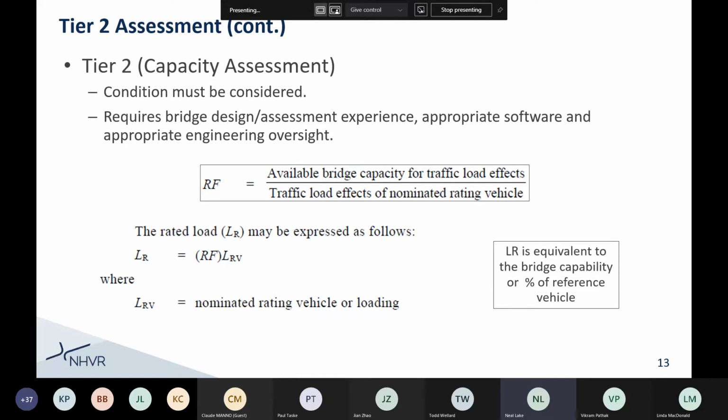So if you had a semi-trailer that's being rated and the rating factor came out at 0.8, that means that 0.8 of that semi-trailer going across the structure could be safely taken. And so essentially that percentage of reference vehicle now is 0.8 of a semi-trailer, right? The 0.8 is the percentage. It's also equivalent to the rating factor. I know that can be a little bit confusing, but it's an important concept to start to get across, and hopefully I've done that some justice there.